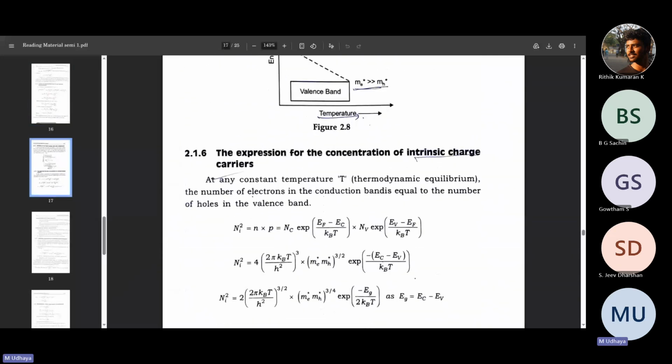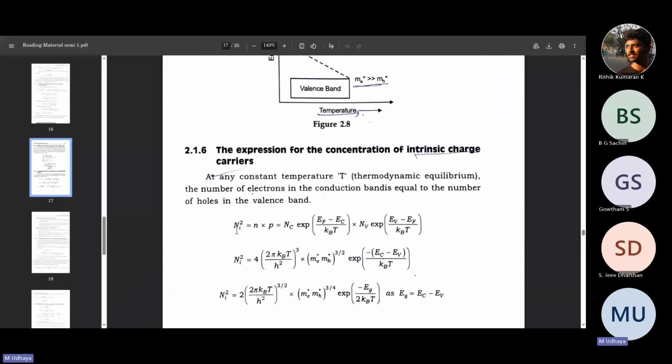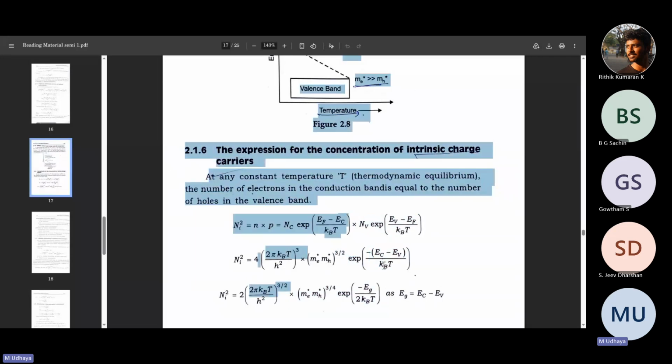And the intrinsic charge carrier concentration is Ni. We very well know that Ni is equal to n is equal to p. In that case, when you do n into p, n is also Ni, p is also Ni. So Ni square is equal to n into p, right? You know what is n: Nc into something. You know what is p: Nv into something. Multiply both, take out all the common terms, and you will eventually get what?